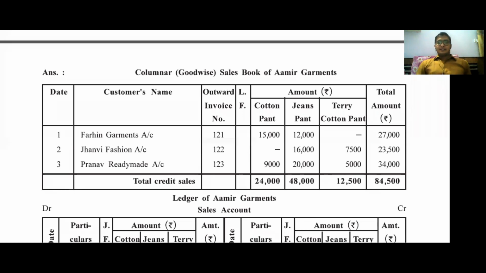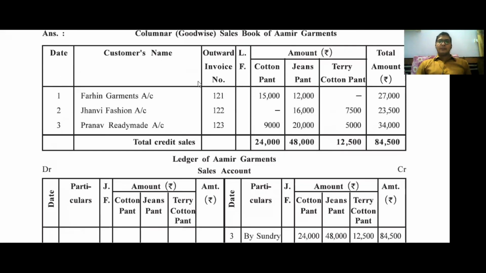Here you can see 24,000, 48,000, and 12,500. In the same way, the total of the first row is 27,000, the second row 23,500, and the third row 34,000. At last, the total of rows as well as the total of columns becomes equal, that is 84,500. Got it? So we prepare the columnar sales book, and then on the basis of this sales book we have to prepare the ledger accounts.